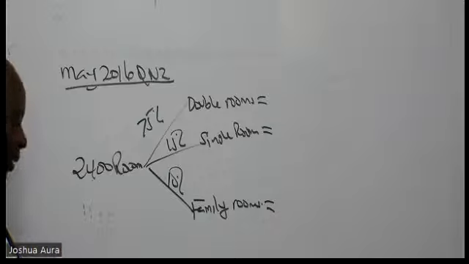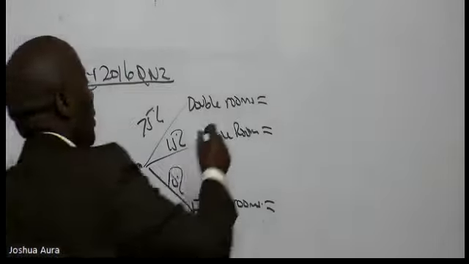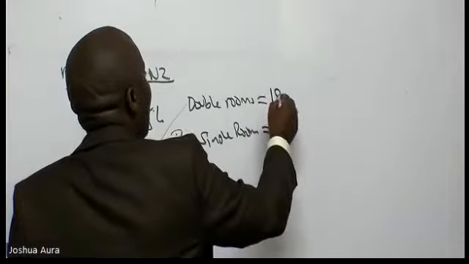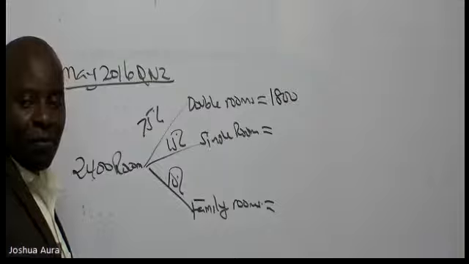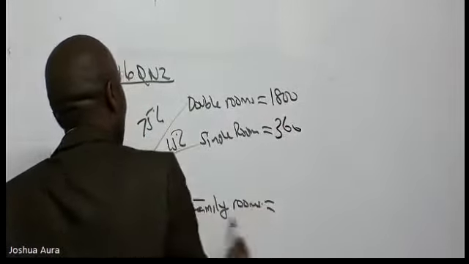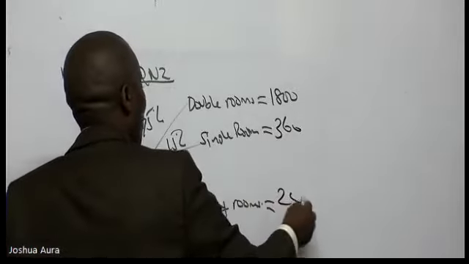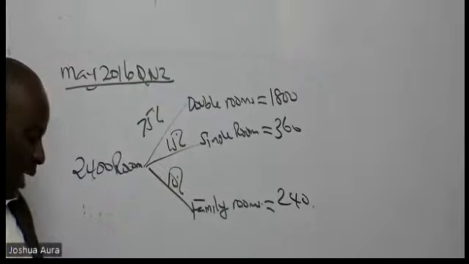So double rooms will be, 2,400 are the total number of rooms, of which they've given you the percentages going to 1,800. They've already given me the figures here. So double rooms are 1,800, and then single rooms are 15% of 2,400. Single rooms are 360, and then 10% are family rooms, 240, like that. Great. There's a low-hanging mark there.